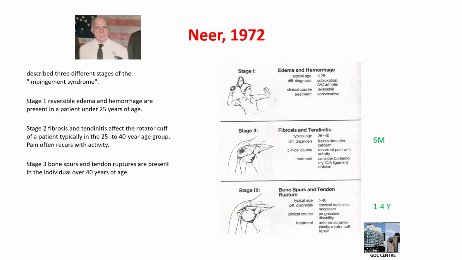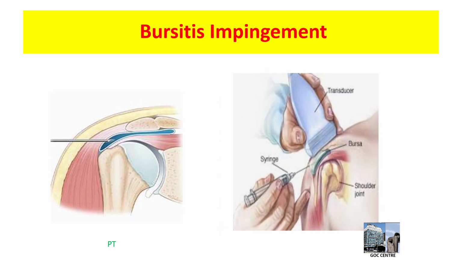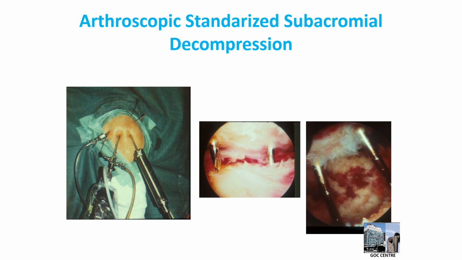As Neer classified this entity into stage 1, 2, and 3, this is usually impingement stage 2, which is radiating to the neck. This is the injection test: to inject xylocaine in the subacromial space, and if the pain completely vanishes also from the neck, then this is the cause of the problem to be treated. The treatment is arthroscopic subacromial decompression, which is now a very quick and easy operation. It takes about 15 minutes and the patient is relieved.